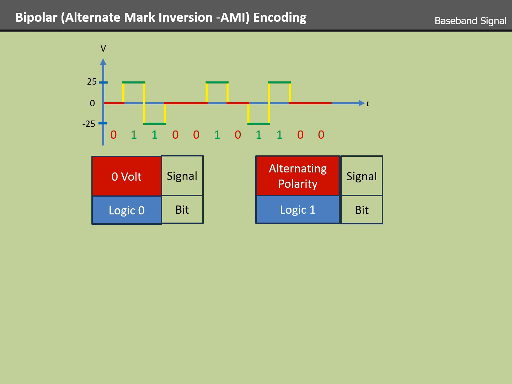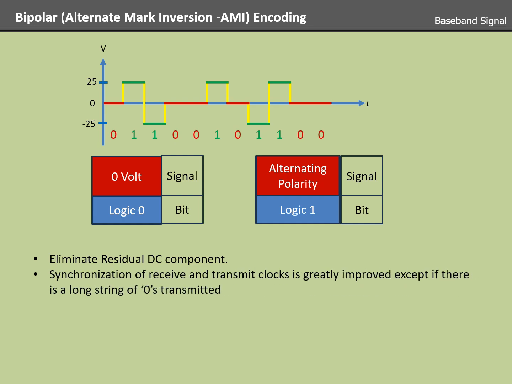That means the polarity of a logic 1 is the opposite of the previous logic 1. In other words, if the first logic 1 is a positive voltage, the next logic 1 will be a negative voltage. Bipolar encoding eliminates the residual DC problem. It has improved the synchronization problem, except for transmission of a long string of zeros.